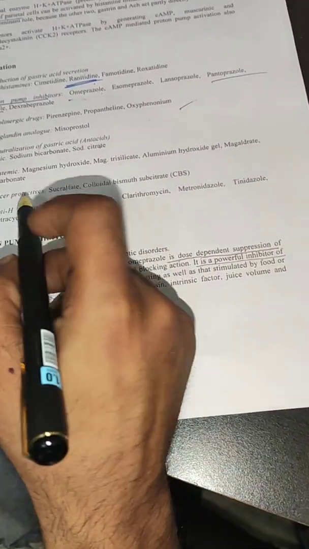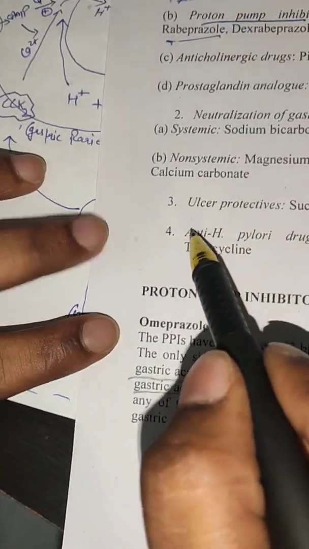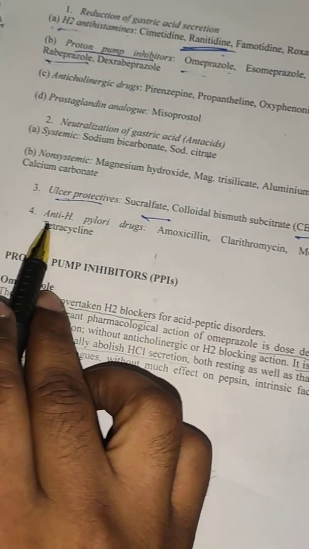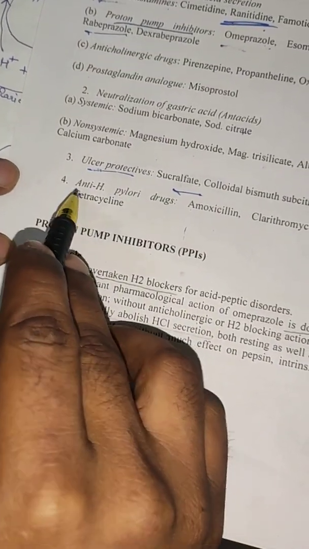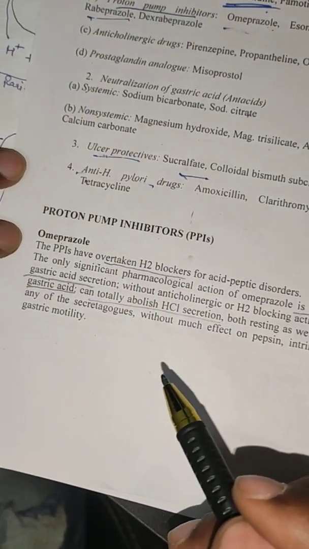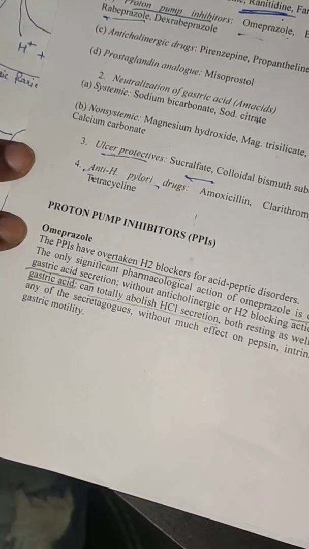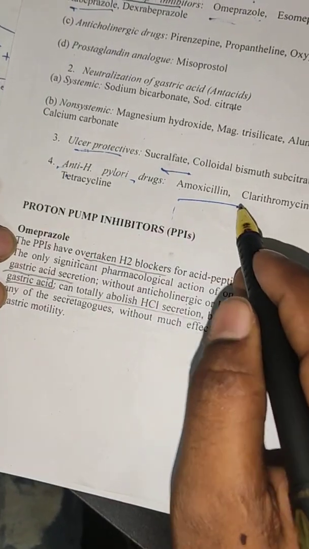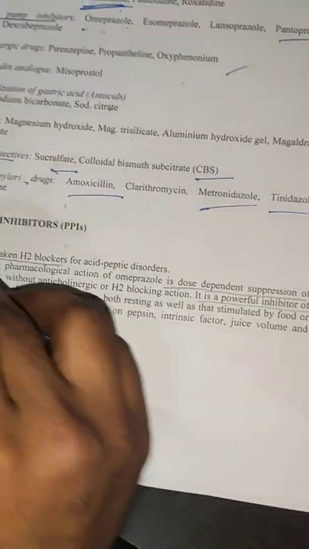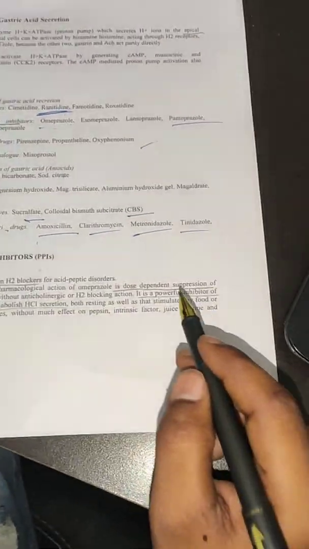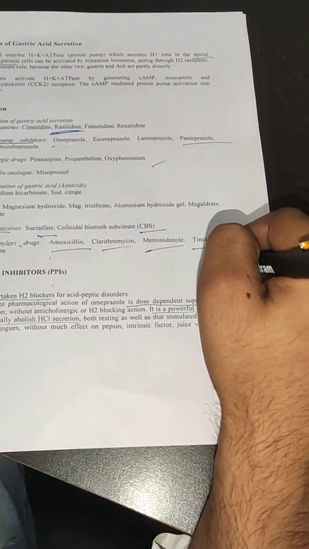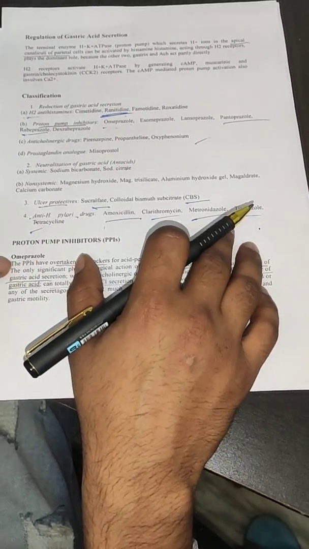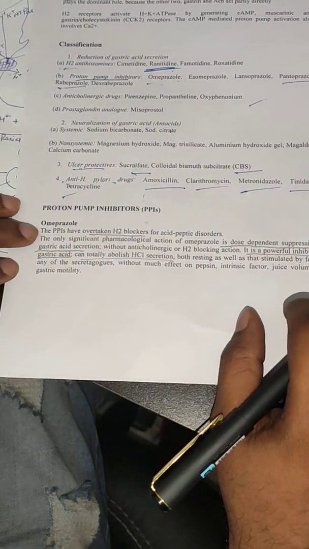Now, ulcer protectives: sucralfate, CBS. Likewise, anti-H. pylori drugs. These are rarely used as antacids, but they have some tendency to reduce gastric secretion: amoxicillin, metronidazole, tinidazole, tetracycline, clarithromycin. So these are the classification of drugs. You all have to memorize this classification. This is very important, and maybe you will see this classification in your final exam.